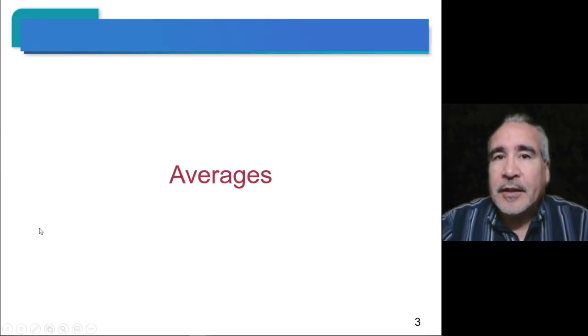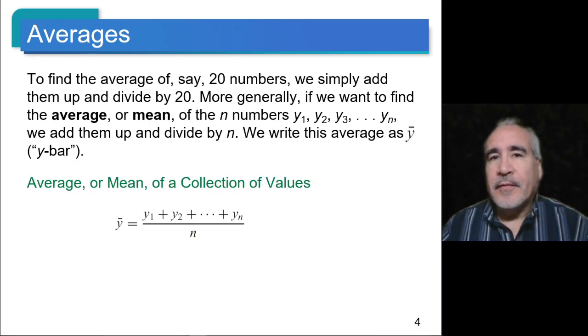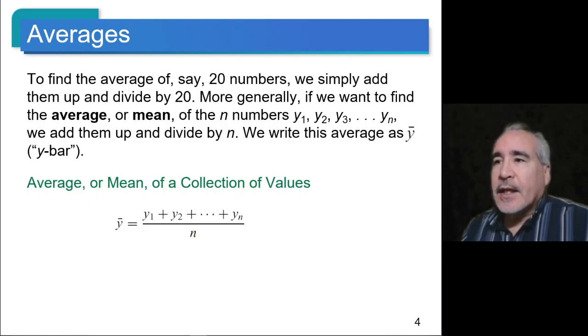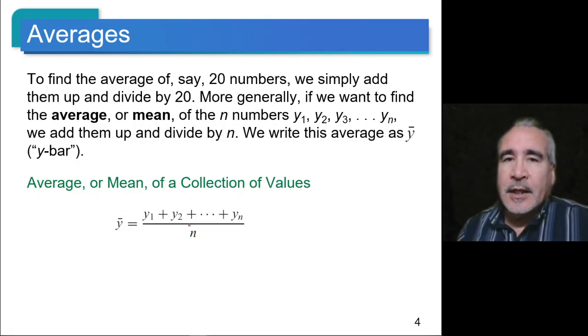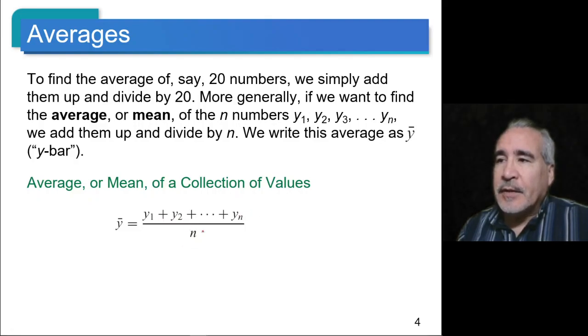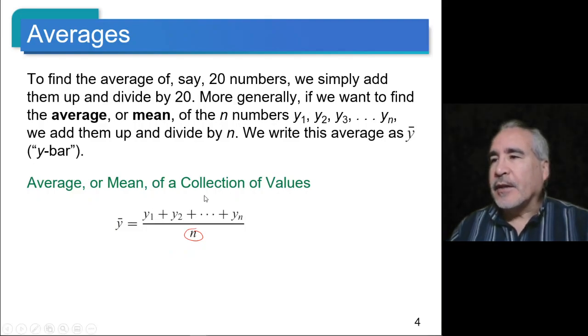So what is an average? Well, the average is what we also refer to as the mean of values that we collect. So what we do is we add all the collected data, all the values together, and then we divide by however many there are. So if there's n things, obviously 1 through n, we divide by n, and that gives us our average.